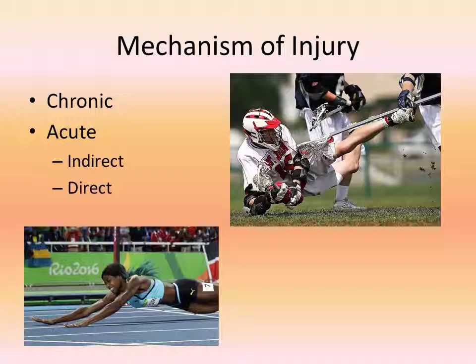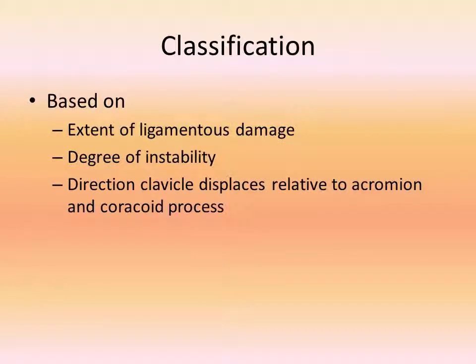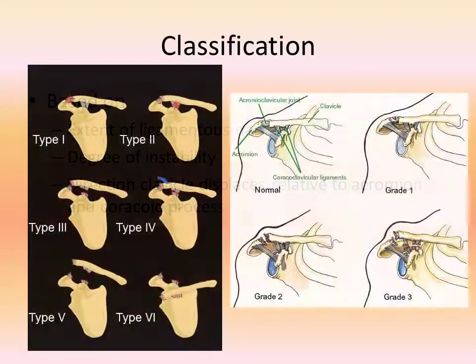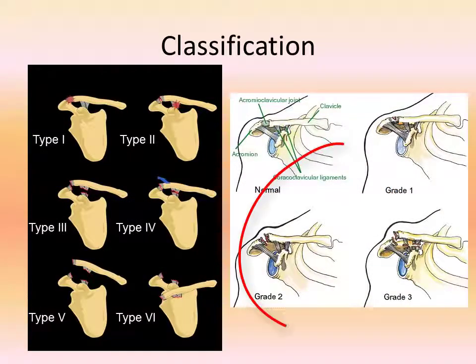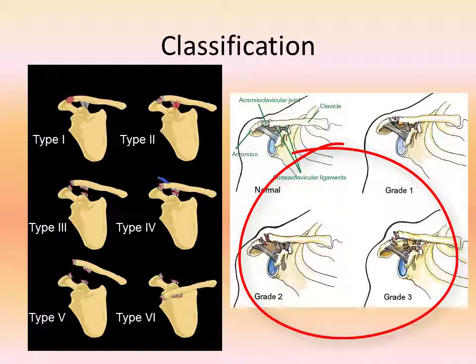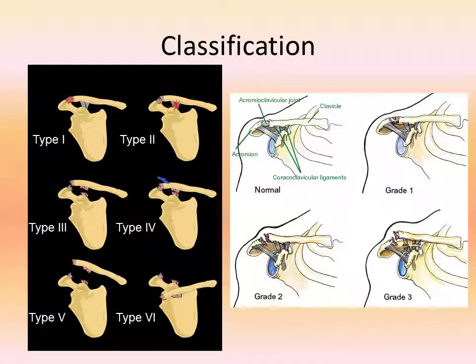a shoulder pointer injury. AC sprains are classified based on the extent of ligamentous damage, the degree of instability, and the direction the clavicle displaces relative to the acromion and the coracoid process. As athletic trainers, very often we will use the grade 1 through 3 to grade the injury, but physicians will look at different types, type 1 through 6, and we will review all of these.